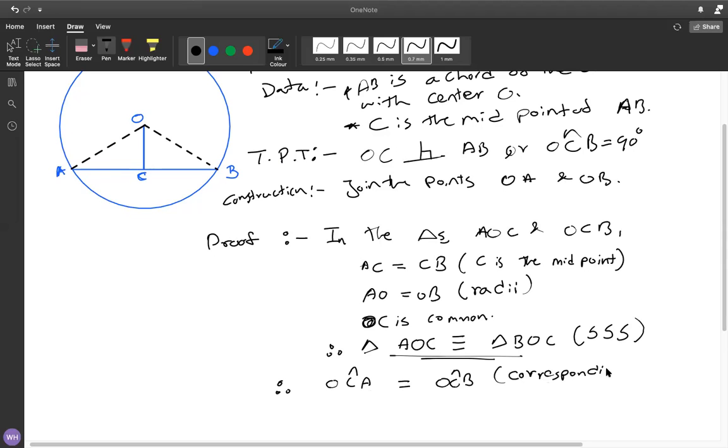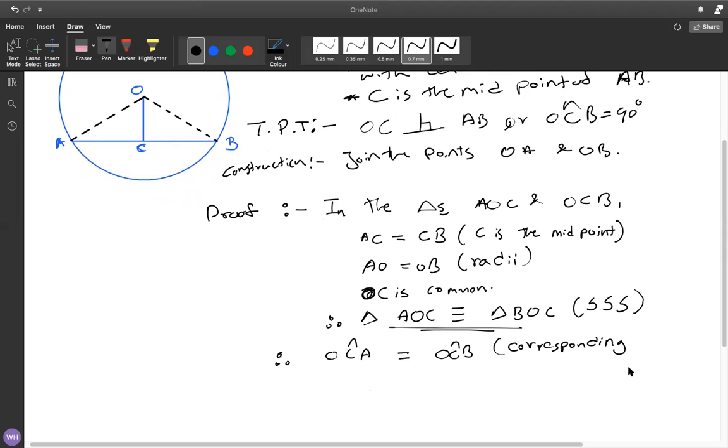Because marks are only given for what is needed. This is mathematics, not literature, right? In mathematics you need not write everything. It should be straightforward answers. So these are corresponding elements, you need not write them. You have to write the particular reason, and you will get marks.